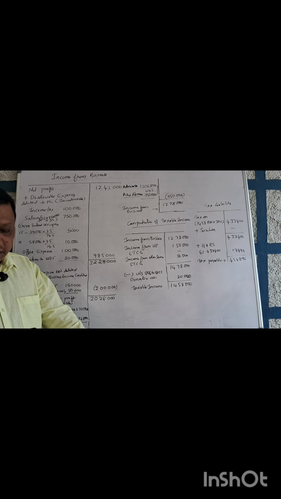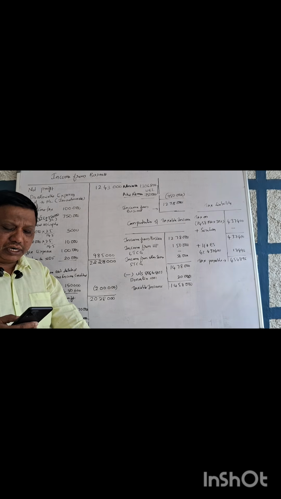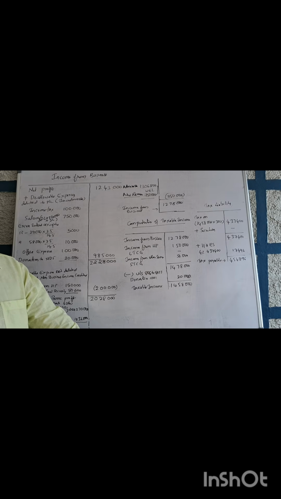Donation to NDF, this is also not related to business. So 20,000, on that I should add because it is inadmissible. Next to net profit is given. On the credit side, we have income from house property, which is not related to this business. Interest from government securities is also not related to our business. First, we'll calculate income from business. Then I'll add these all to get total taxable income.